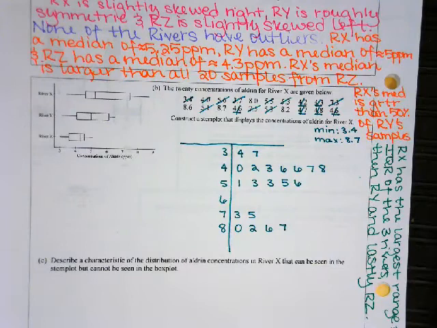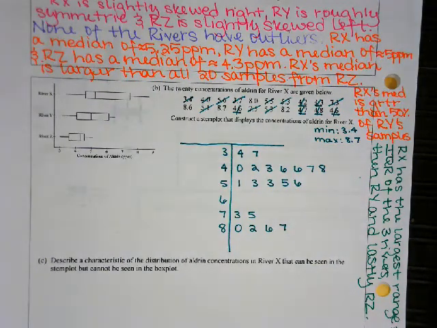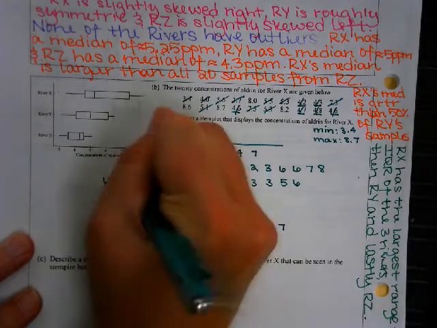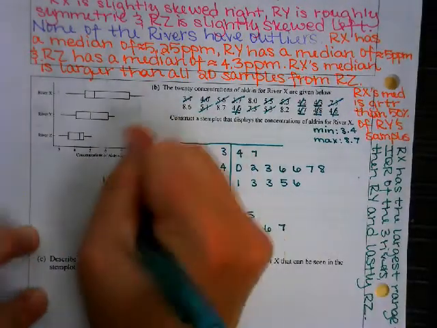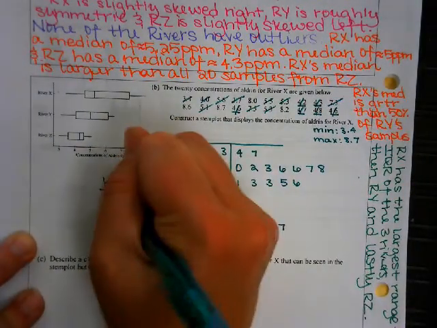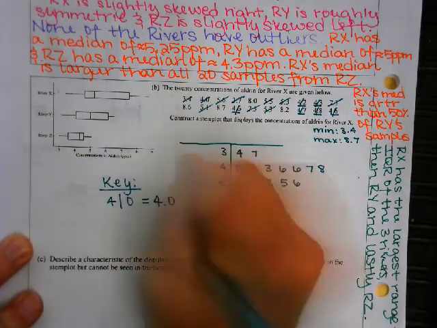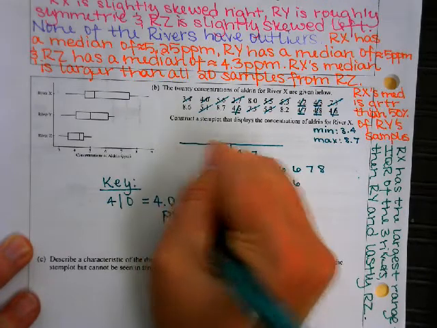Make a key. You have to make a key, thank you. So I always pick a number on my stem plot, but we don't have to. So I'm going to go with 4-0. Tells me that's 4.0 parts per million of aldrin.